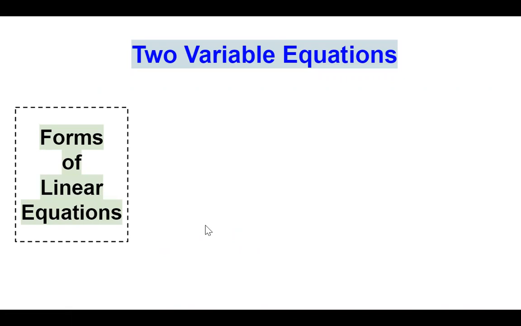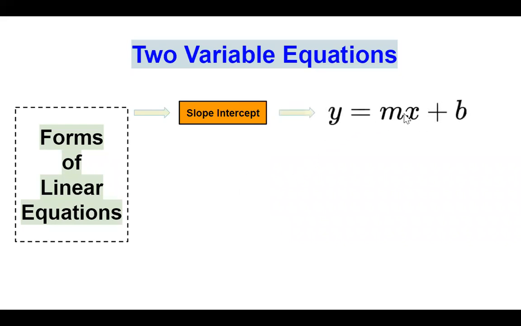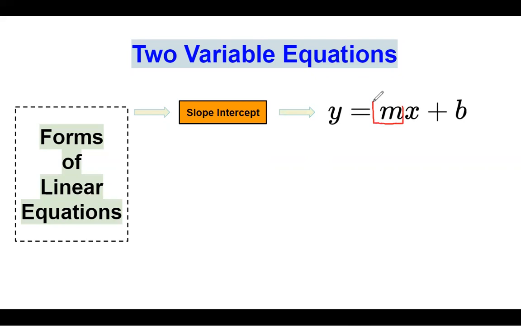Now, in order for us to analyze our two variable equations, we're going to see three forms, okay? My first form, you probably have seen this one. It's slope-intercept form. It's called slope-intercept because it's written in slope and intercept form. So we have y equals mx plus b. My slope in this case is just the coefficient of the x variable. So this is my slope. My b is my y-intercept.